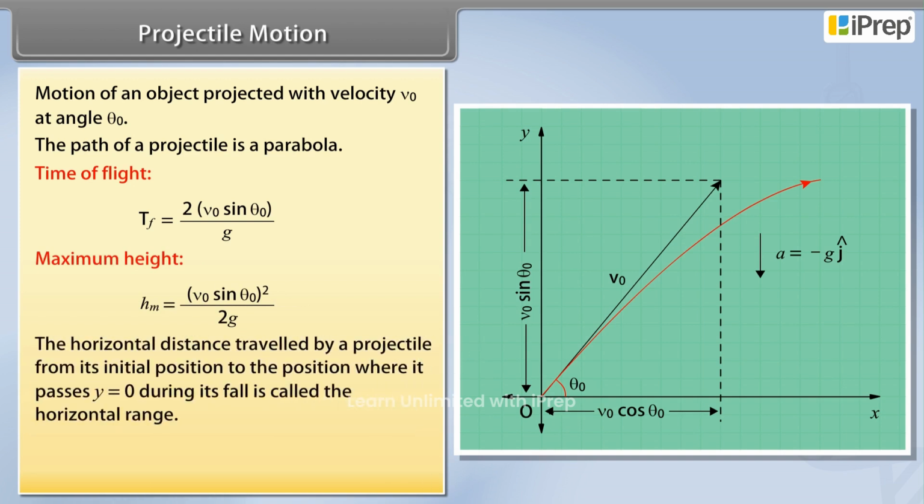The horizontal distance travelled by a projectile from its initial position to the position where it passes y = 0 during its fall is called the horizontal range. Horizontal range of a projectile is given by v0² sin 2θ0 / g.